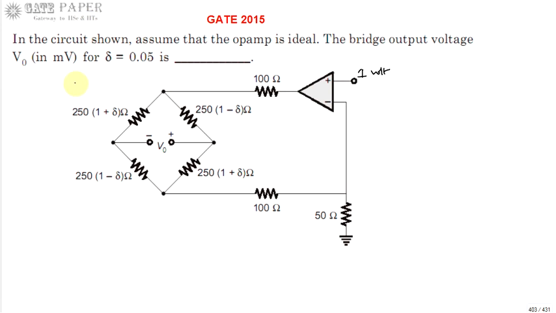Hello, we are discussing the GATE 2015 ECE paper. Look at the circuit diagram. Assume that the op amp is ideal. We need to calculate the bridge output voltage V0 when lambda is equal to 0.05. V0 is indicated over here, with this plus sign and this minus sign. So this is the voltage you are going to calculate, given the op amp is ideal.